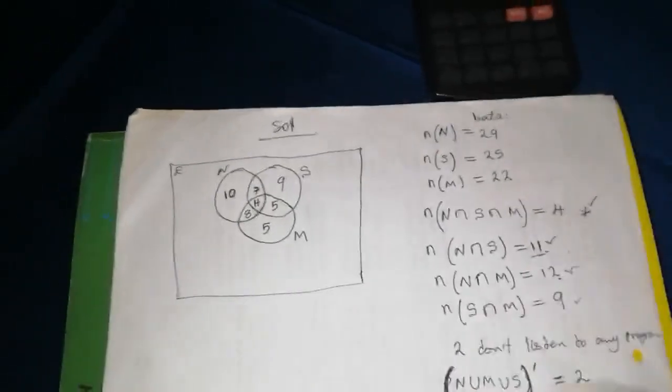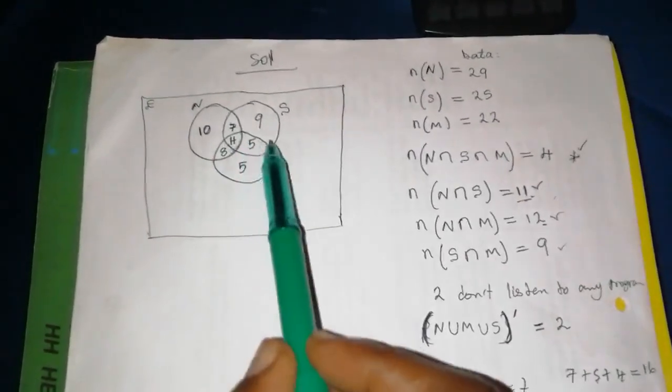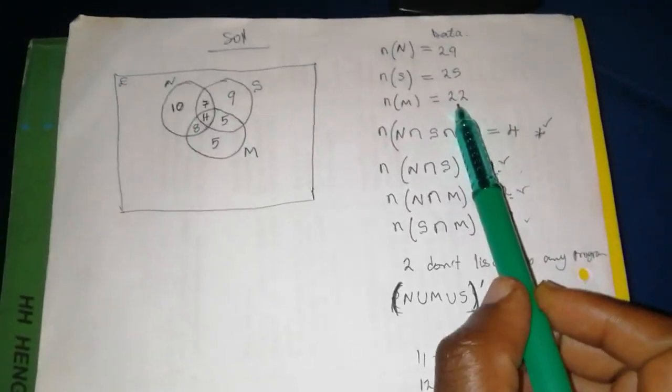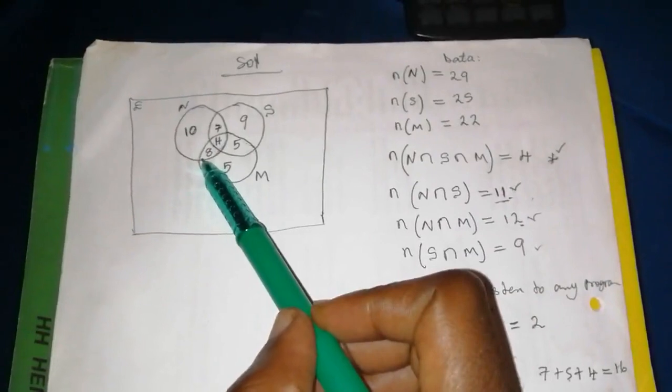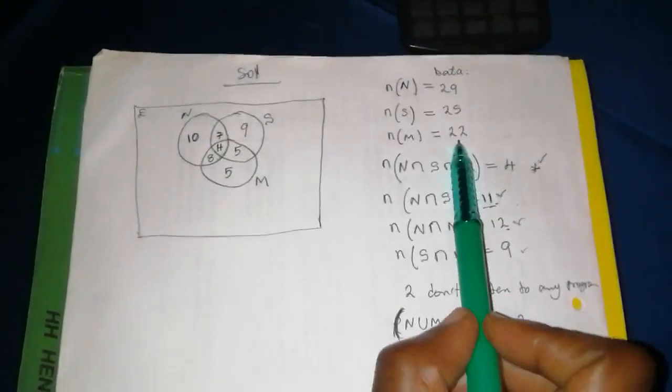Again, what I mean by this is when you add these, 5 plus 5 plus 8 plus 4, it should give you 22. 5 plus 5 is 10. 10 plus 8 is 18. 18 plus 4 is 22.